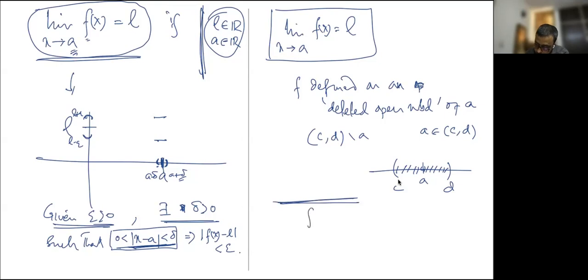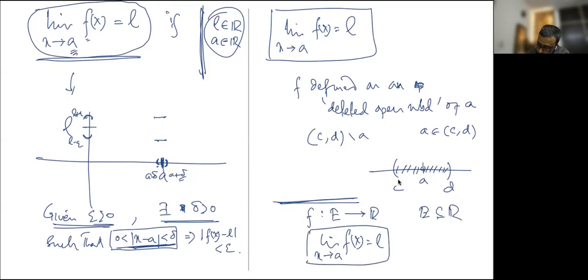You can have a function defined on a set that is a subset of R, and then you can define this notion whenever A is a limit point of E. What will happen then is, in any neighborhood, there would be plenty of points from E. So it makes sense to look at the behavior of f near A in that case.